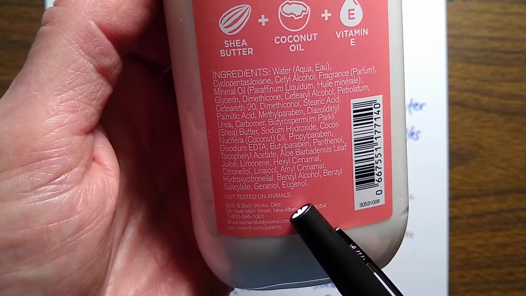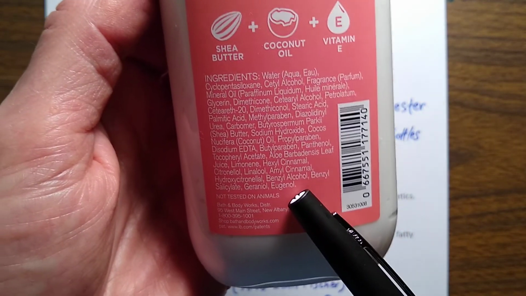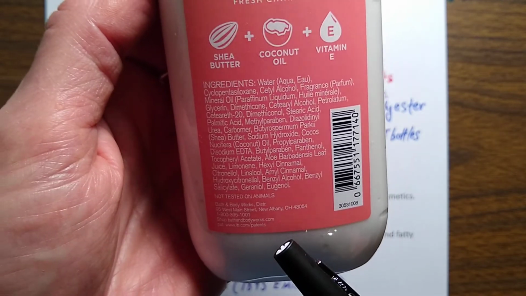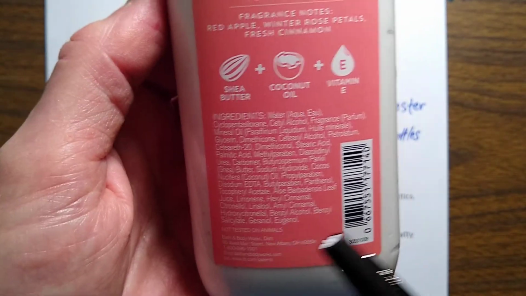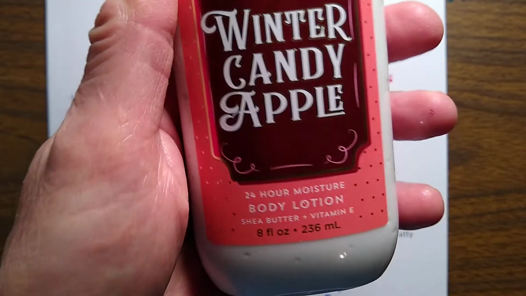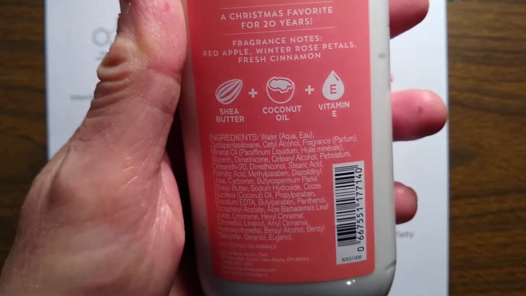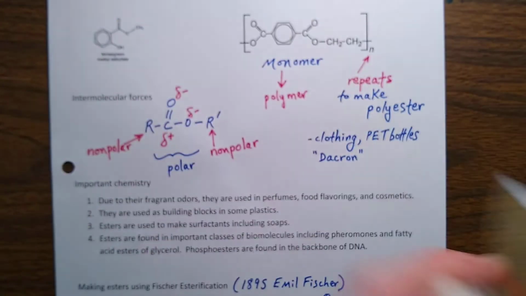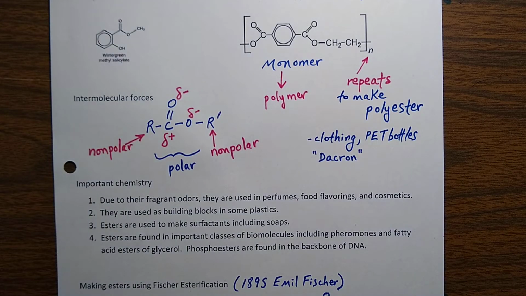So you can see, now that you've had a little bit of organic chemistry discussion, you can kind of understand some of these food labels and hand lotion labels. A knowledge of chemistry is definitely helpful in our everyday lives.